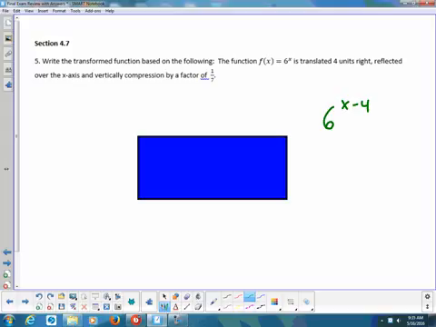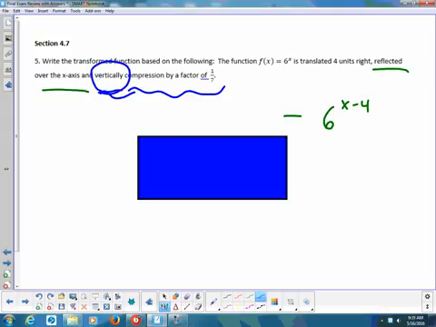All right, what about the reflecting over the x-axis? Do we make the x negative or do we make the whole function negative, Stormy? Whole function? Yeah. So we want to make the whole function negative, and then I want to do a vertical compression by a factor of 1/7. Emphasis on the word vertical.